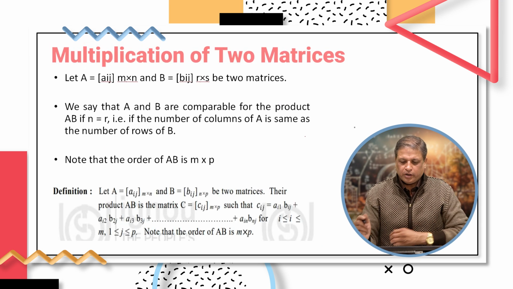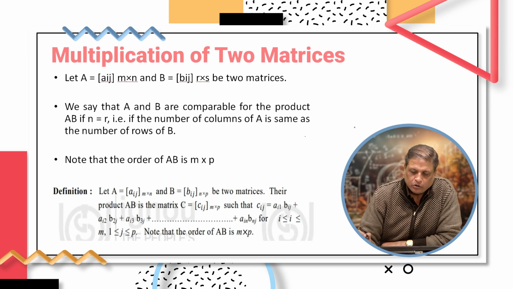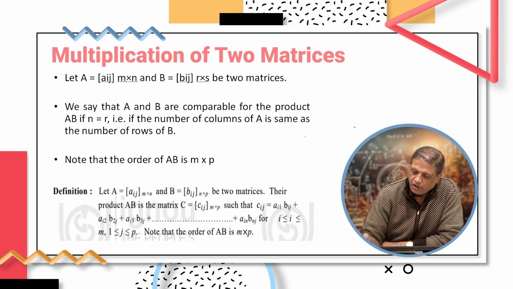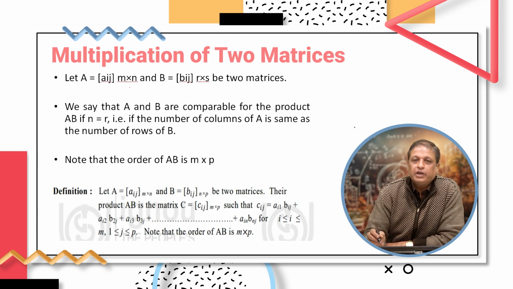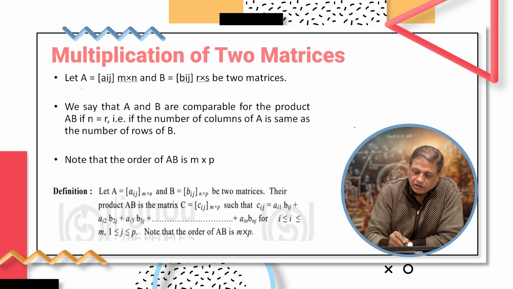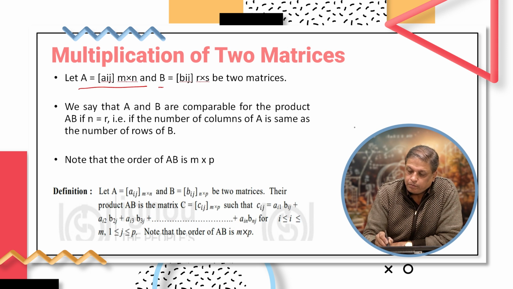Now, the important concept is about the multiplication of two matrices. Say, now we need to understand the important condition. Say matrix A is Aij, m cross n, and matrix Bij is R cross S.